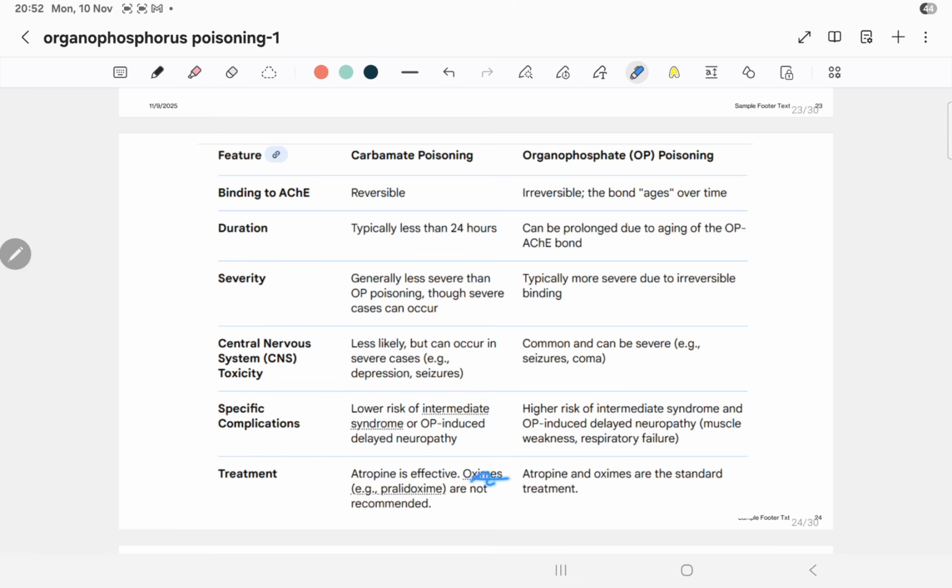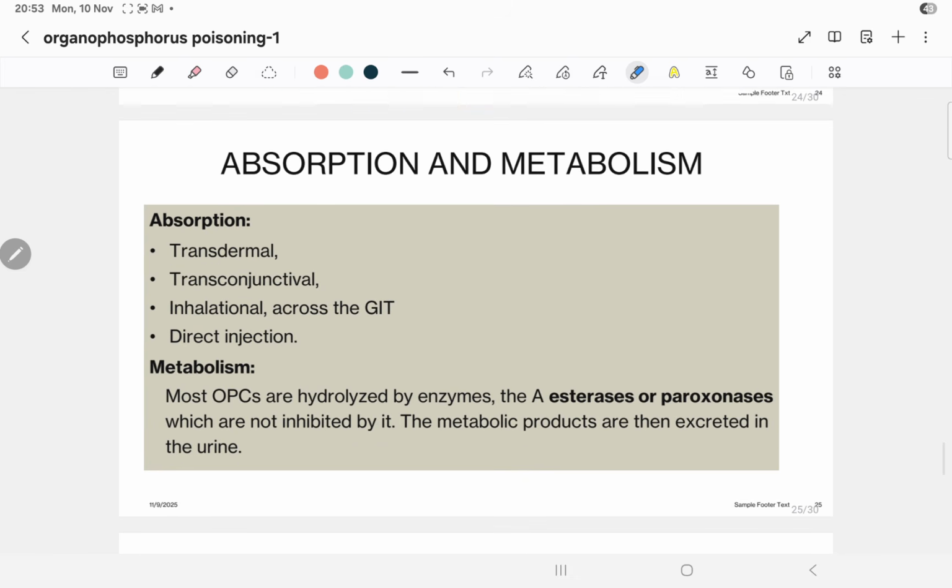So we don't give oximes in carbamate poisoning. Why? Because this is reversible poisoning. The carbamate and acetylcholinesterase bond will break down by itself. We don't need to give oximes to regenerate acetylcholinesterase. So oximes are generally not recommended in carbamate poisoning, but they are effective in OP poisoning because this is an irreversible bond. So we need something to break that bond. So what do we need? Oximes. So atropine and oximes are standard treatment in organophosphate poisoning, and atropine is the standard treatment in carbamate poisoning. I think this is clear.